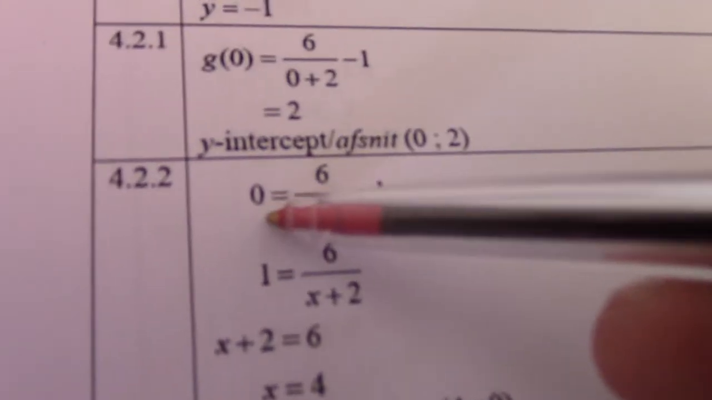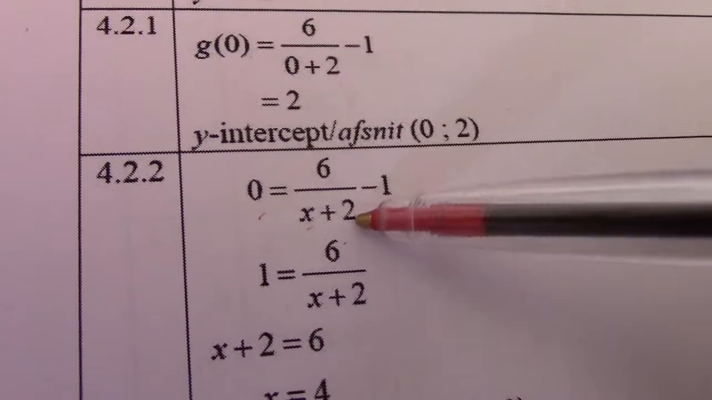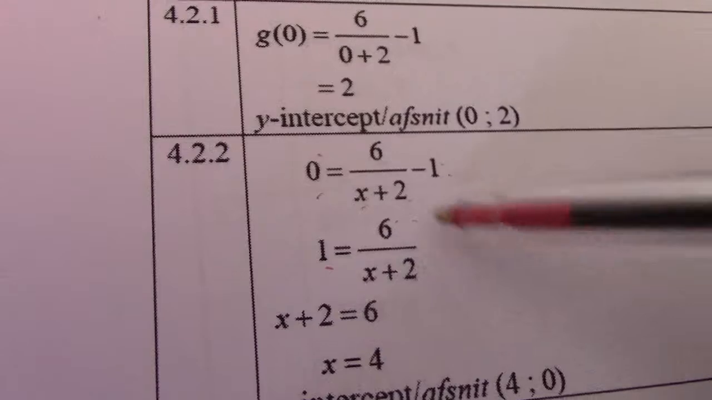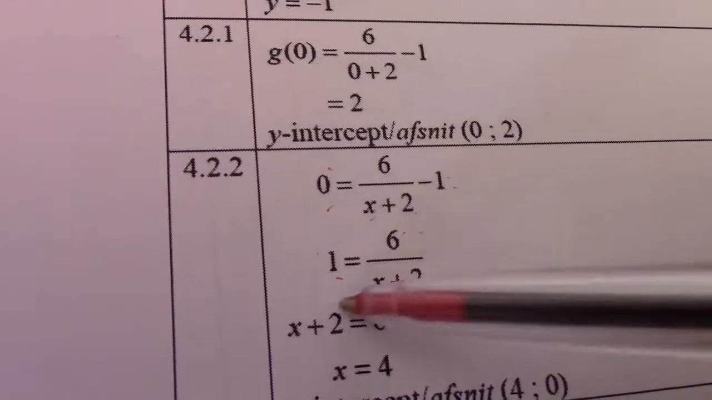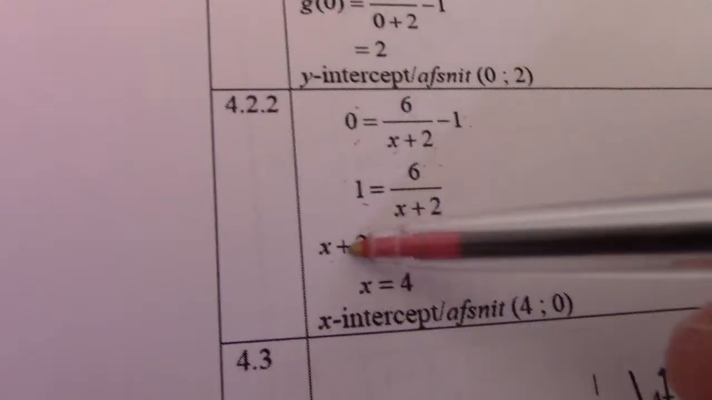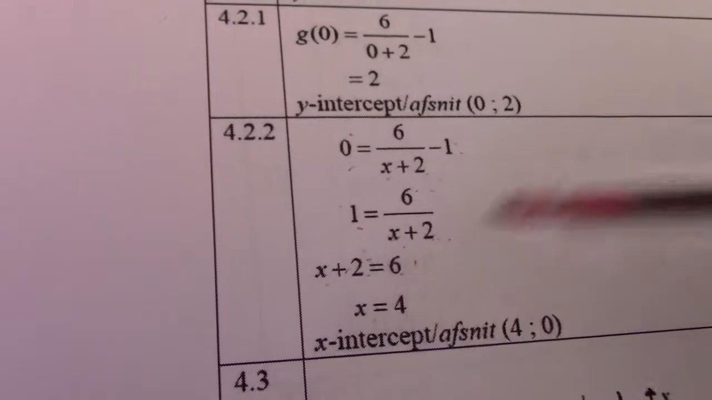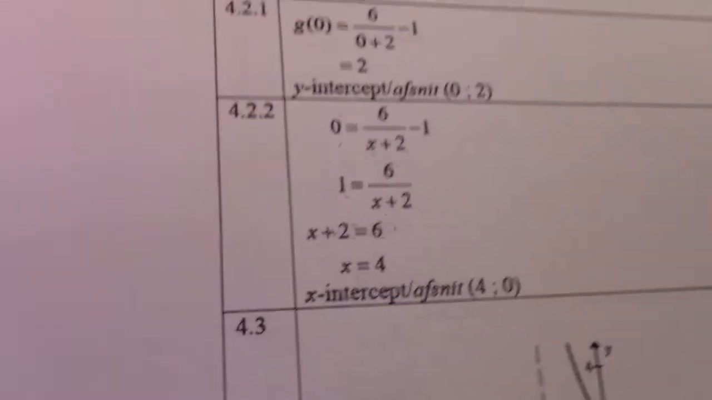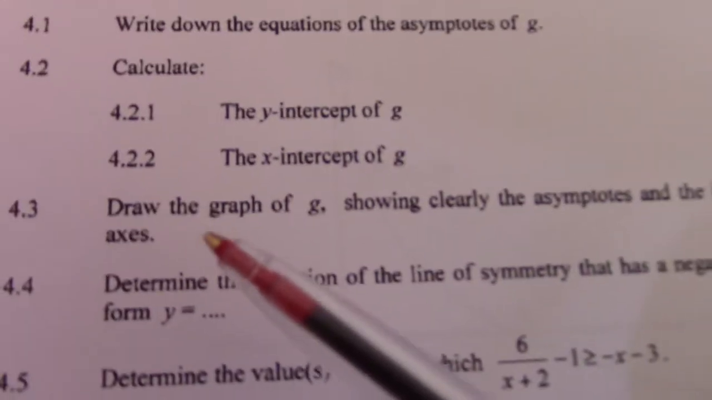Next question, x-intercept of g. To get the x-intercept, we make y equal to 0. So 0 equals 6 over x plus 2 minus 1. First take minus 1 across, it becomes positive 1. That gives me 6 over x plus 2. Cross multiply: 1 times x plus 2 is x plus 2, equal to 6. Take 2 over, 6 minus 2, x equals 4. So my x-intercept is (4; 0). Right, hope you follow.